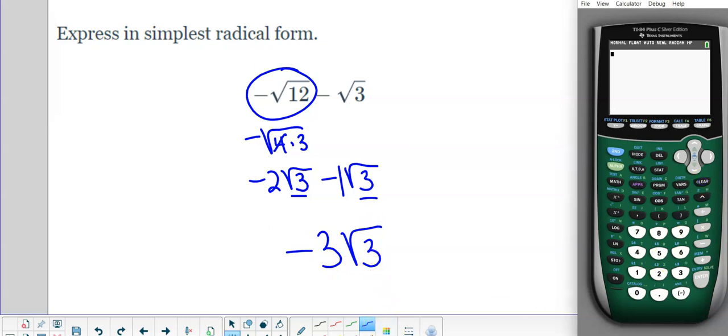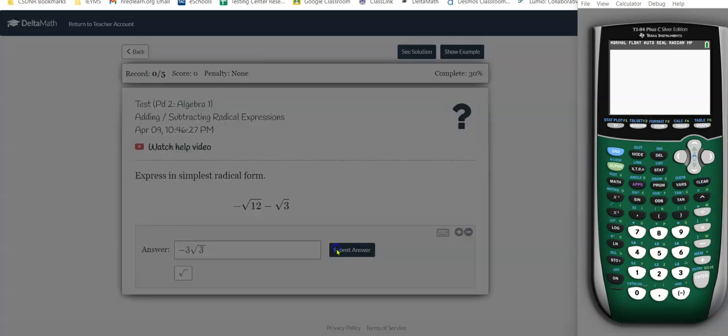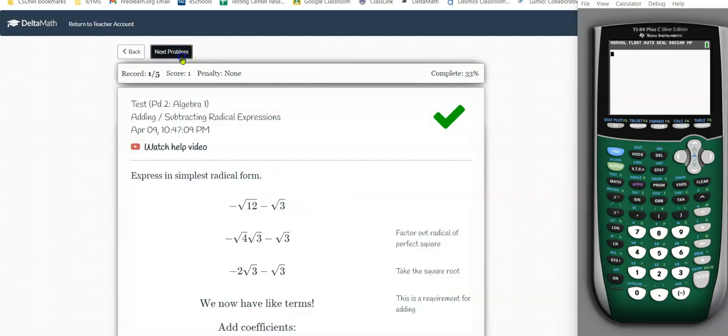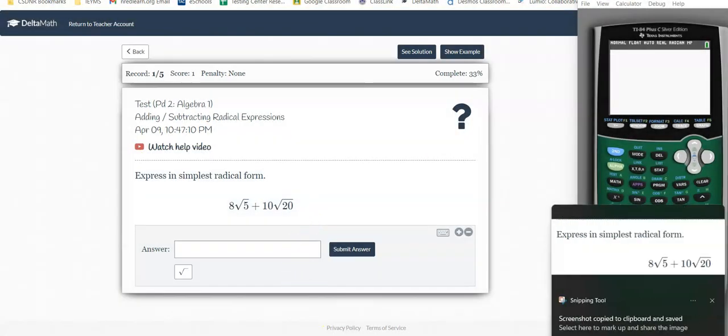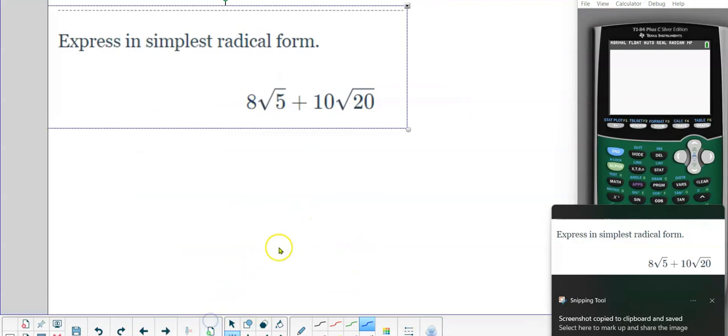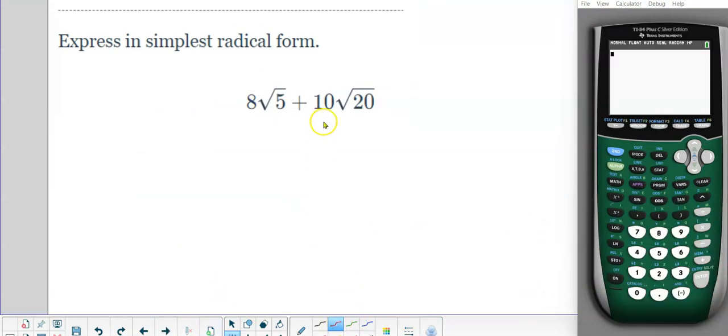Pause it if you need to take a look at that for a bit longer. Negative 3 square roots of 3. Right, so if they don't match, you have to make them match. So here we go. Let's try this one more time. So right now I have 8 square roots of 5 plus 10 square roots of 20. This one needs to be simplified.